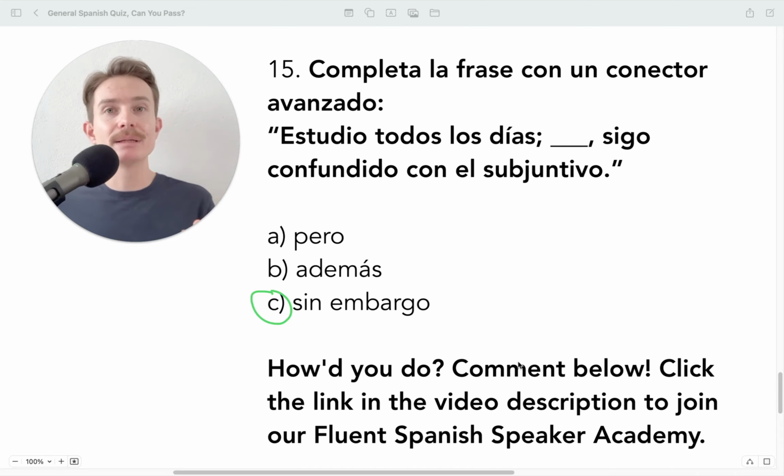Sin embargo simply means however. So, I study every day. However, I am still confused with the subjunctive. We can use the verb seguir, meaning to follow or to continue, to mean that you're still feeling a certain way. So, sigo confundido. I am still confused in this case.